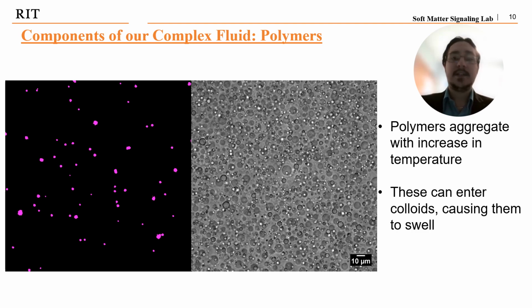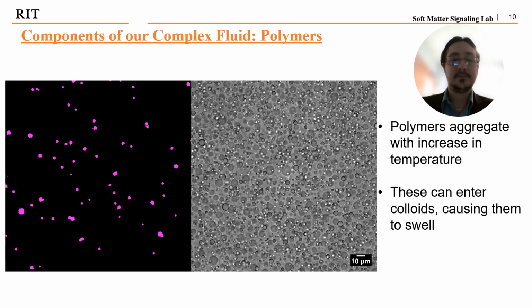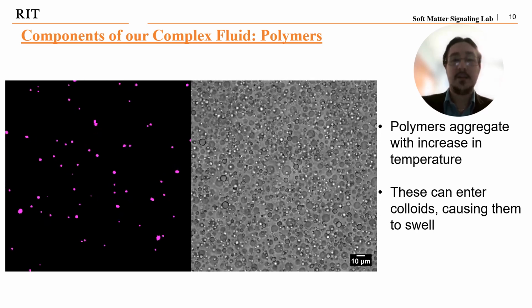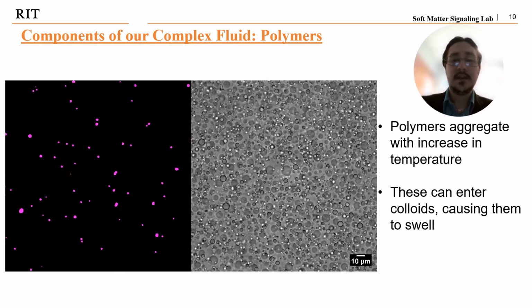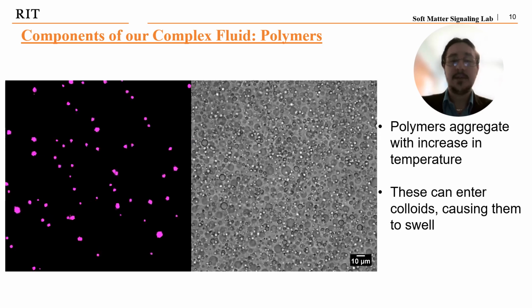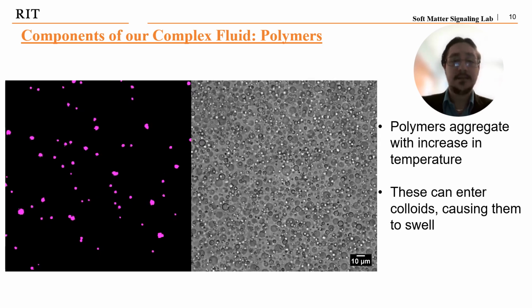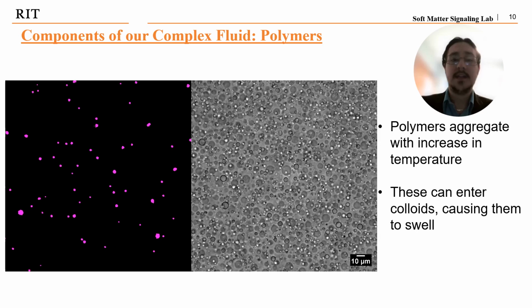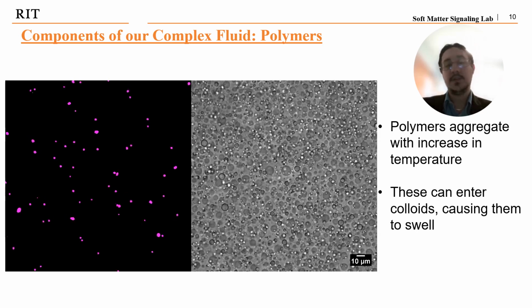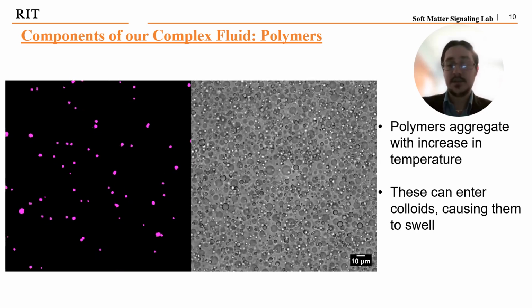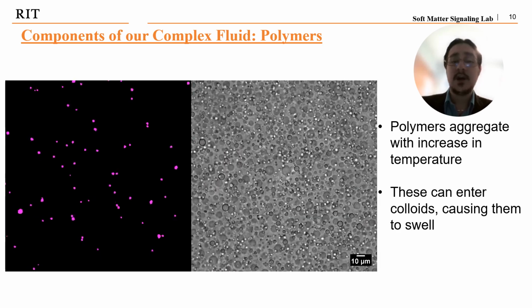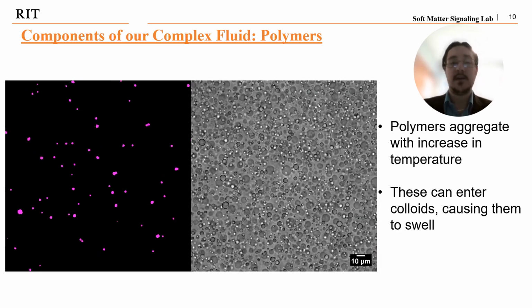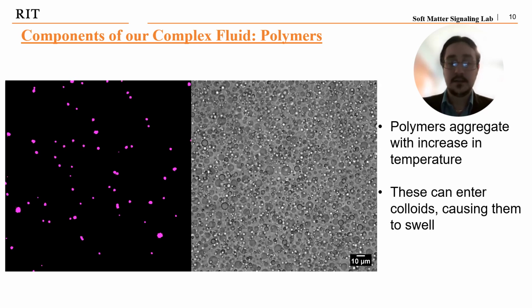Finally, we have the last component of our complex fluid, polymers. Now, these polymers will aggregate with an increase in temperature. So you can see there that we have these droplets that are growing in size. We have already increased the heat in this experiment, and now we're holding this mixture at a constant temperature. These polymers can enter colloids, which is going to cause them to swell, which is something we're going to see in a little bit.